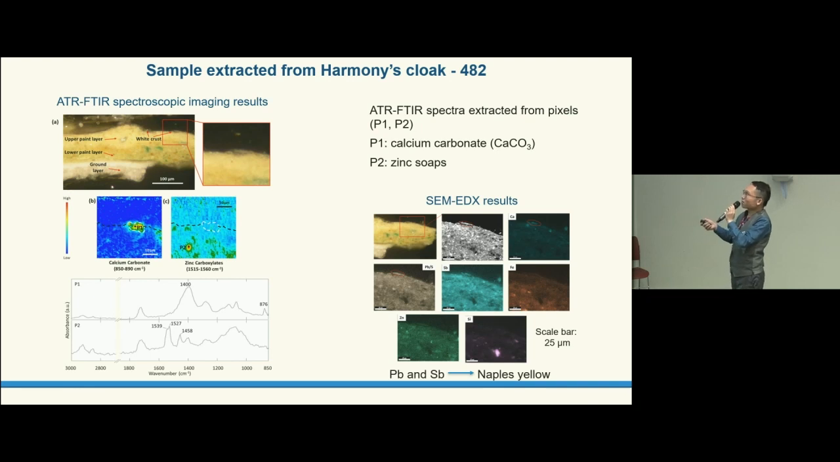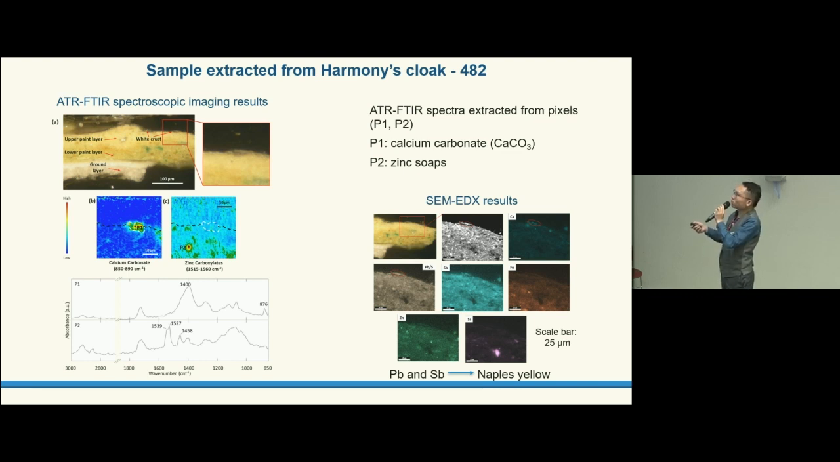And the third sample, extracted from Harmony's cloak, we did not detect the continuous and thick white crust as we can see from the previous samples, but we do observe some localized white crust, and this has been identified as calcium carbonate, also supported by the SEM index results. And we also did not detect lead soaps and amorphous soaps as we can see in the previous samples.